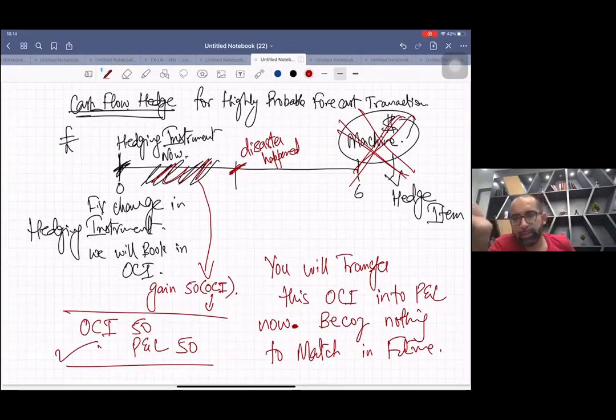In this 4 marks, listen. In this 4 marks, you need to write that first of all, this is the cash flow hedge thing. And highly probable forecast transaction, this is the introduction you need to write. And for cash flow hedge thing, as the hedged item will come in future, the effective gain or loss of hedging instrument is reported in OCI, because we need to match in future.